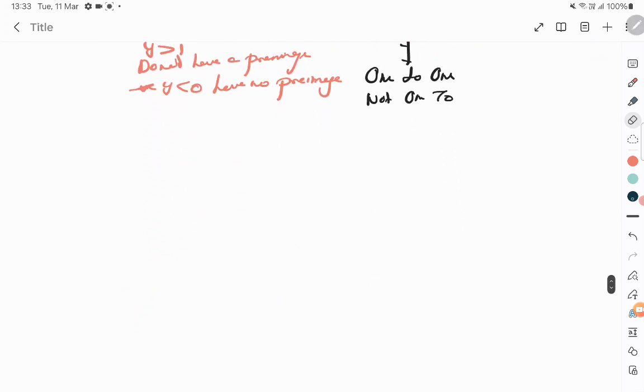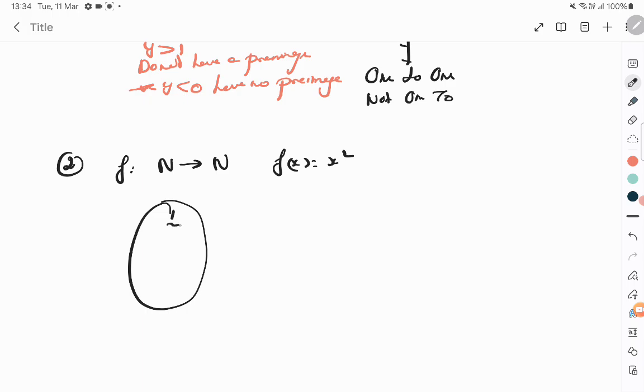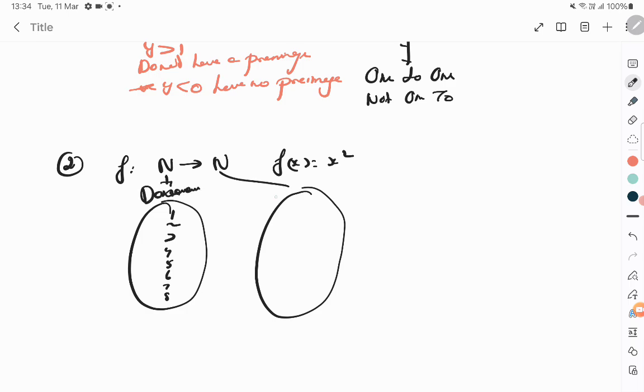So let's go to the second question. The second question is f from natural numbers to natural numbers, where f of x is equal to x square. It is a quadratic function. It's natural numbers to natural numbers, such as 1, 2, 3, 4, 5, 6, 7, 8, 9, 10 and so on. This is the domain, this natural number set, and this is the codomain. And you can see from here that it's a quadratic function.